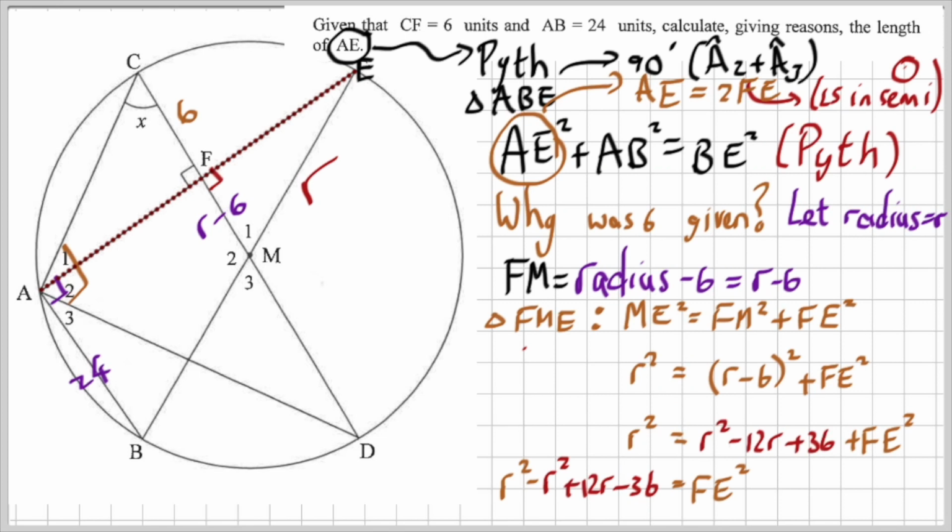The beautiful thing is my R squareds actually cancel out. They become 0 because I am having R squared minus R squared. This means I've got an expression for FE squared. Why is that, ladies and gents? Well, let me take you down the rabbit hole. Oh, I'm going so deep in mathematics. Basically, I'm trying to solve these two at the same time. I'm trying to solve simultaneously. So just bear with me, please.